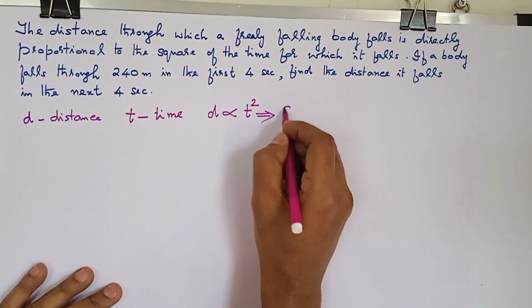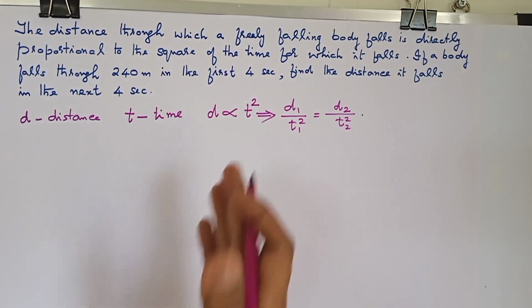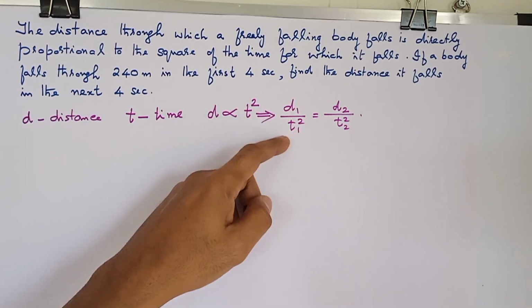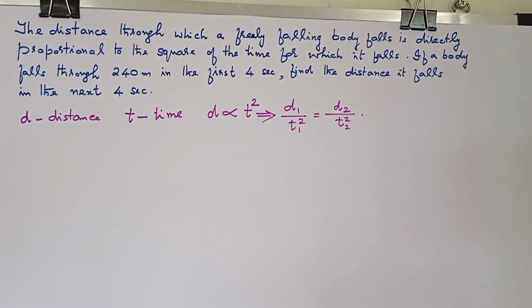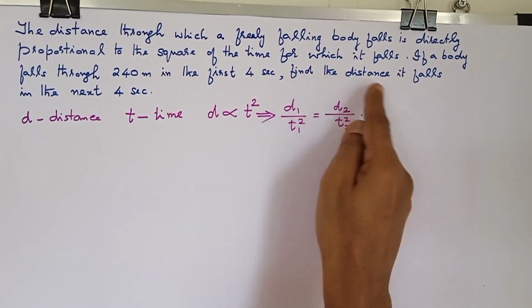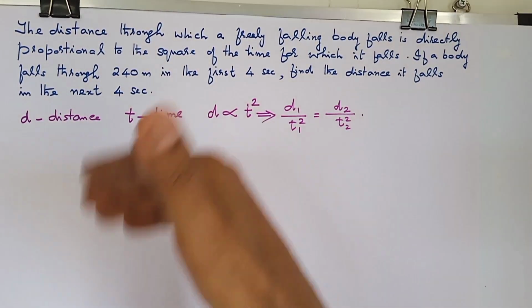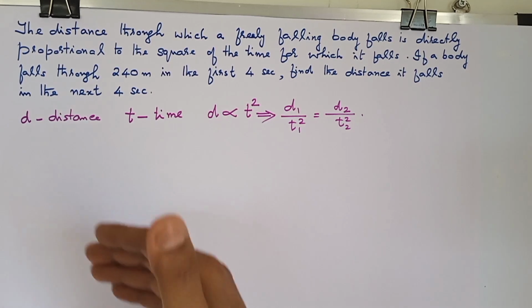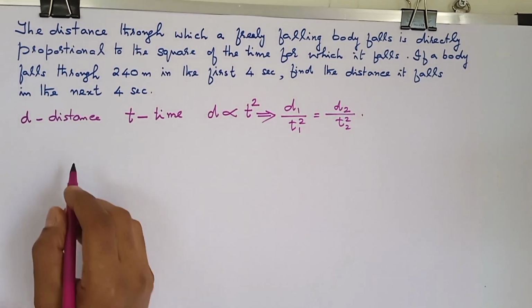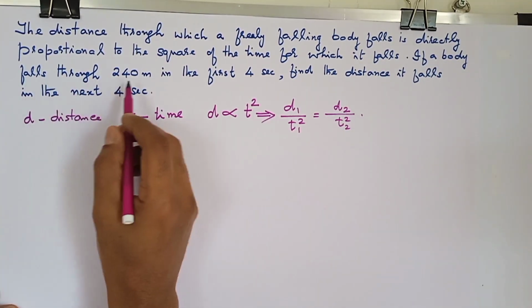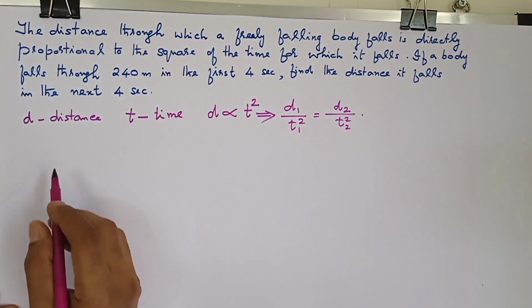This implies, which means if you take two sets of values for D and T, ratio like this, D1 by T1 square will be equal to D2 by T2 square. Now what are we asked to find out? Distance it falls in the next 4 seconds. So totally, as you can see, the body keeps falling for how long? 8 seconds. And they say the body has fallen through 240 meters in the first 4 seconds.